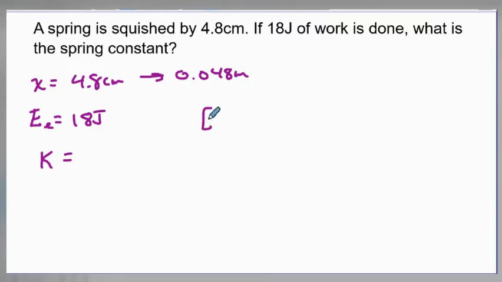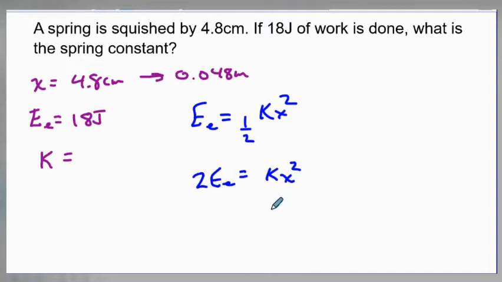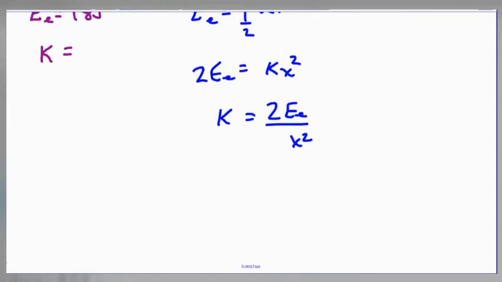Okay, so I'll switch colors there. The elastic energy is kx squared divided by 2. I like to put a half in front. So a little bit of algebra here. 2 times the energy is kx squared, and we want to know the k value. So the k value is 2 times the energy divided by x squared.